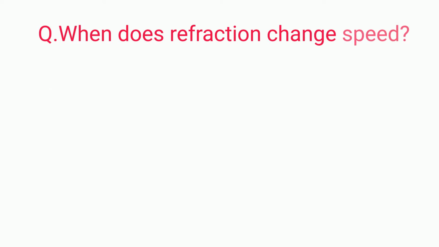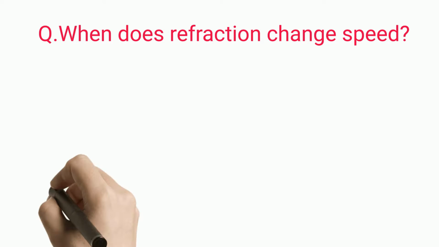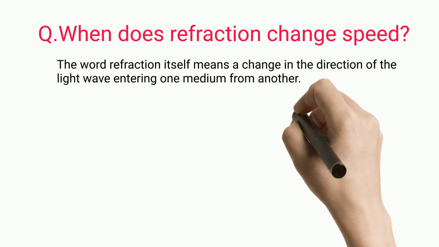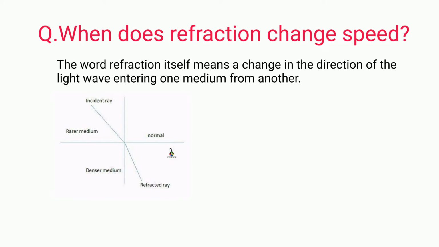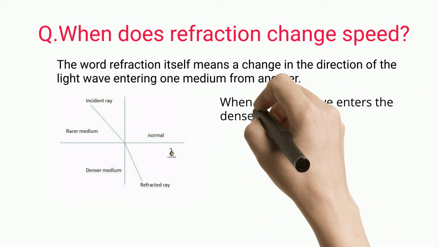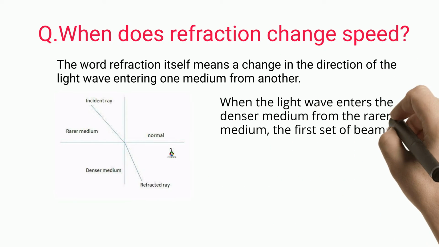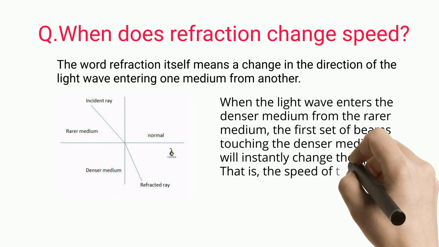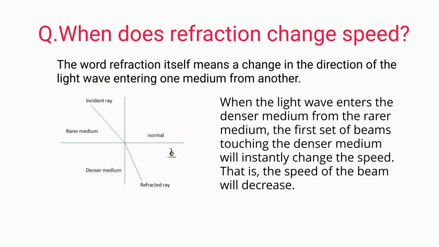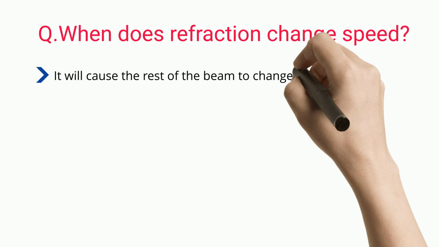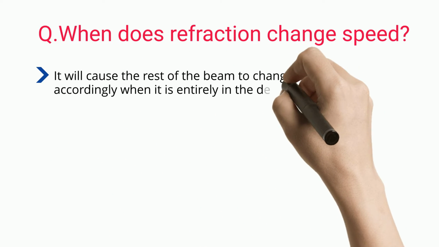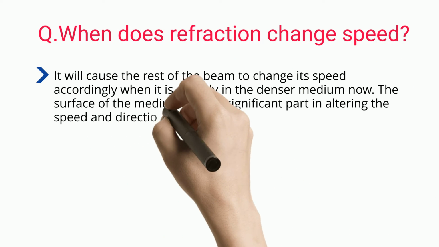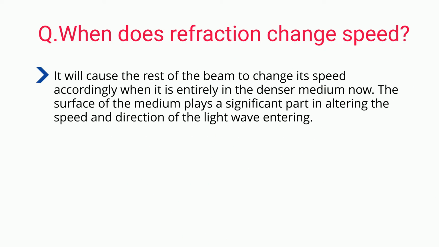When does refraction change speed? The word refraction itself means a change in the direction of the light wave entering one medium from another. When the light wave enters the denser medium from the rarer medium, the first set of beams touching the denser medium will instantly change the speed. That is, the speed of the beam will decrease. It will cause the rest of the beam to change its speed accordingly when it is entirely in the denser medium. The surface of the medium plays a significant part in altering the speed and direction of the light wave entering.